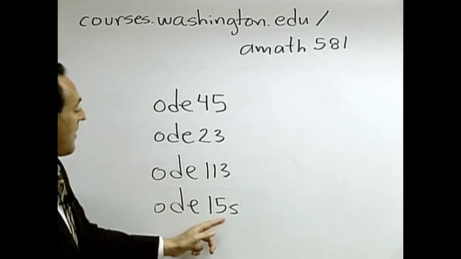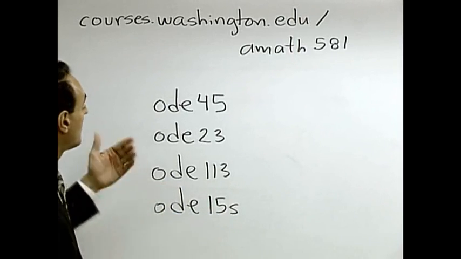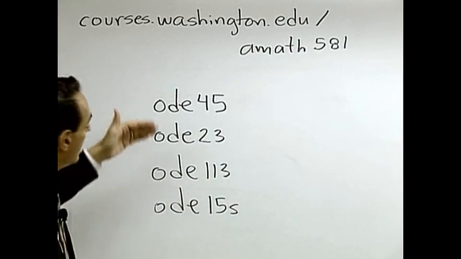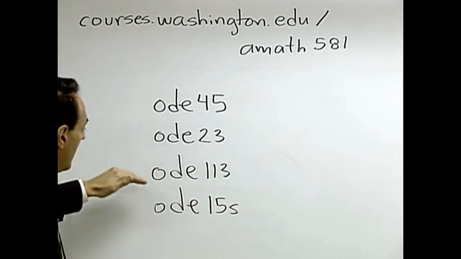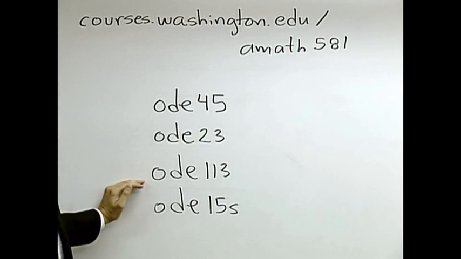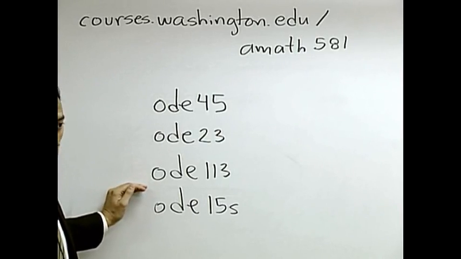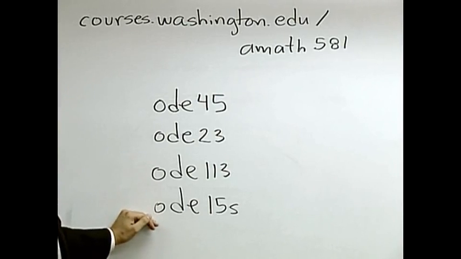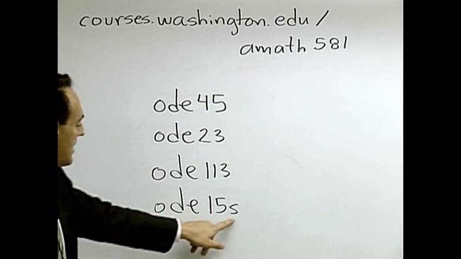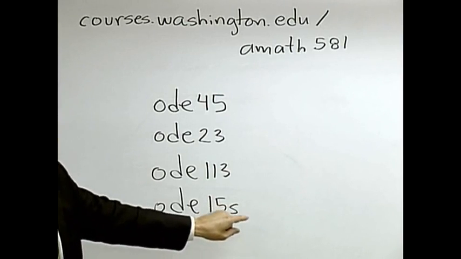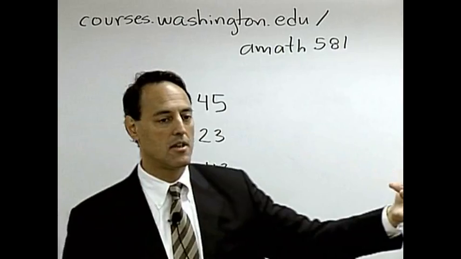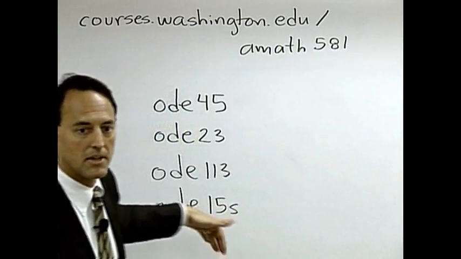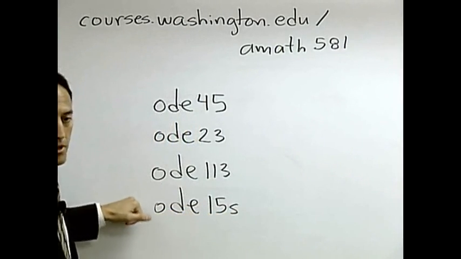And then ODE 15s. Okay. So what these are: fourth order Runge-Kutta, second order Runge-Kutta. This is a predictor-corrector method. What does the 113 mean? We'll think about that later. And ODE 15s, and the s stands for stiff. So there are problems that have what is called stiffness in them, and these are based upon gear methods to solve stiff problems. So we'll talk more about these later.